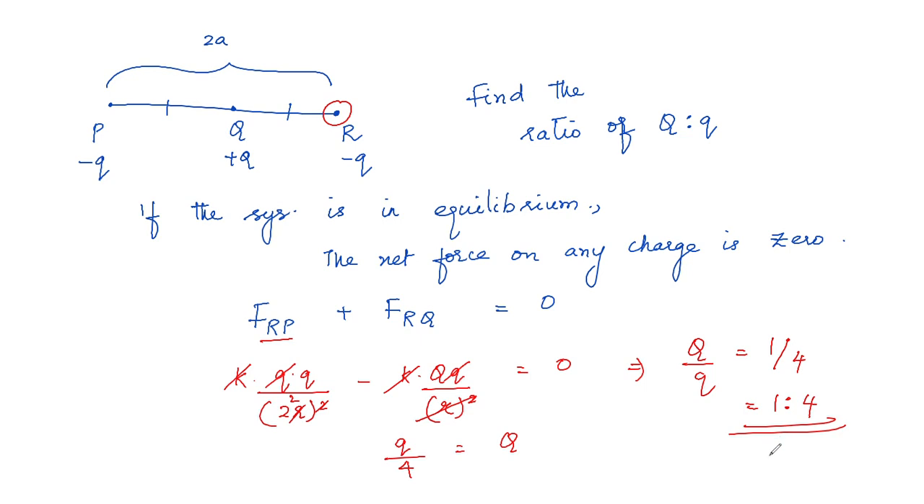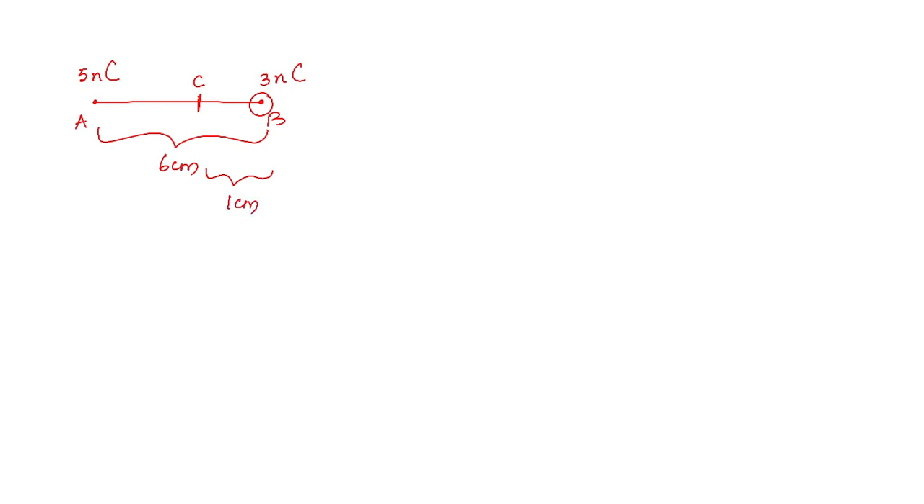Let's do another one now. There are 2 point charges, with point A here and B here. One is 5 nanocoulomb and the other is 3 nanocoulomb. They are placed 6 centimeter apart. What is the work done in moving the charge from B 1 centimeter towards A? This point is C, and this distance is taken as 1 centimeter. They are asking what is the work done in moving it towards C.